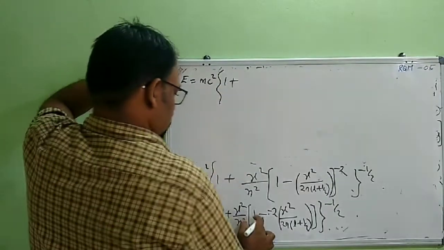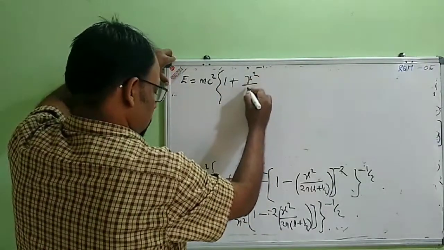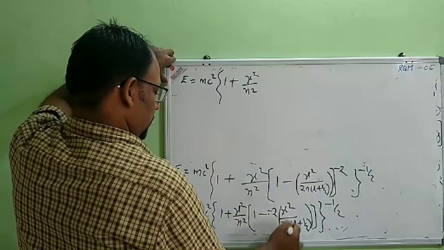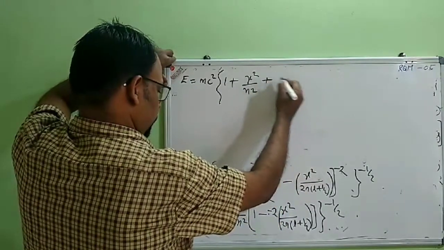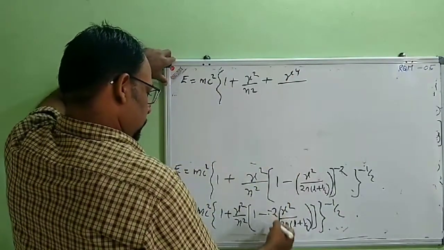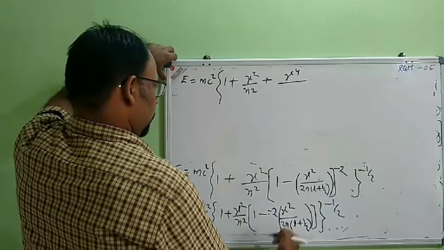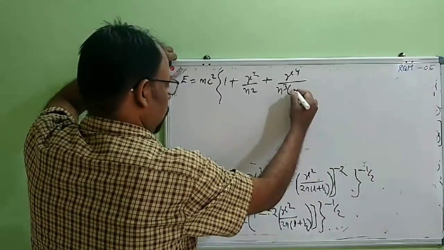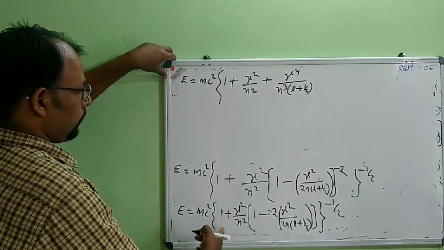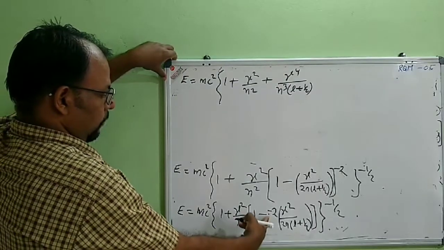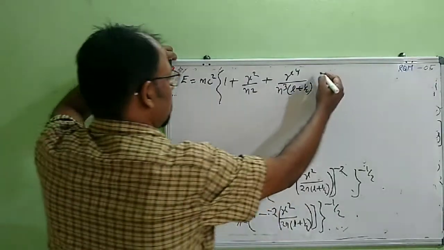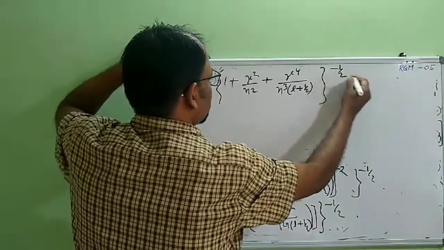plus, this will be gamma square by n square, then minus plus 2 will get cancelled, then plus gamma square into gamma square, gamma raised to 4 by 2 get cancelled, plus then n square n cube into L plus half. Is that right? 1 plus gamma square by n square plus gamma raised to 4 by n cube L plus half the whole raised to minus 1 by 2.